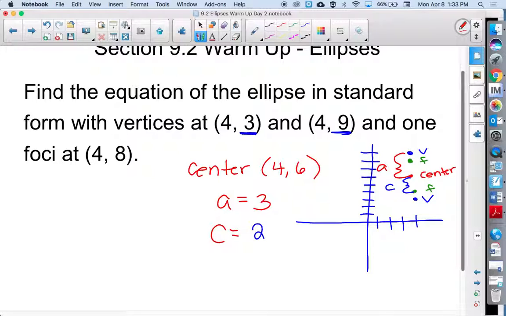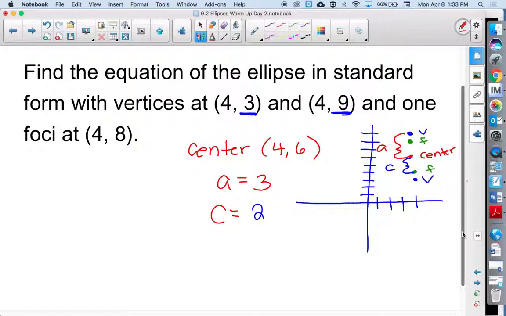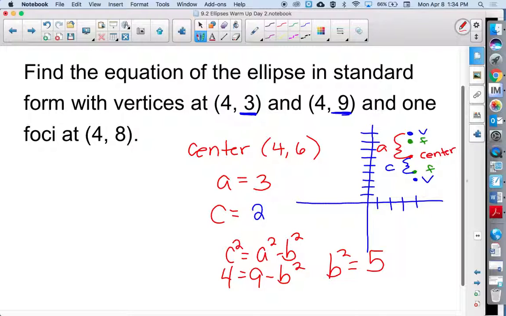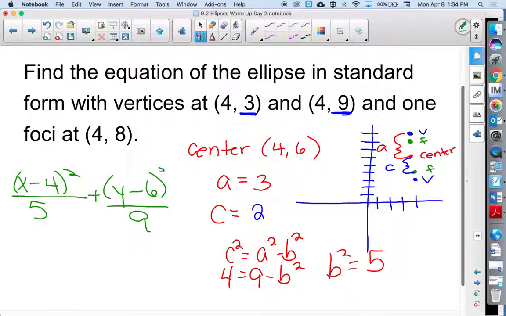Eris, what else can we do to find an equation? Do 4 equals 9 minus b squared. Yeah. So 4 is equal to 9 minus b squared. So b squared is 5. And then I have all the information. Just plug it in so that we have a standard form. So center is a 4 for h. We said this is vertical, so the smaller number is under the x. We have a 6 for k. That gets the 9. And then it's 1.